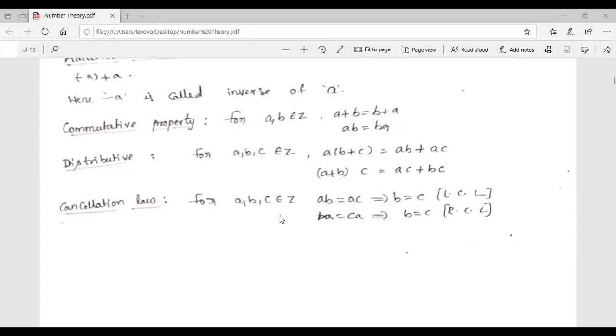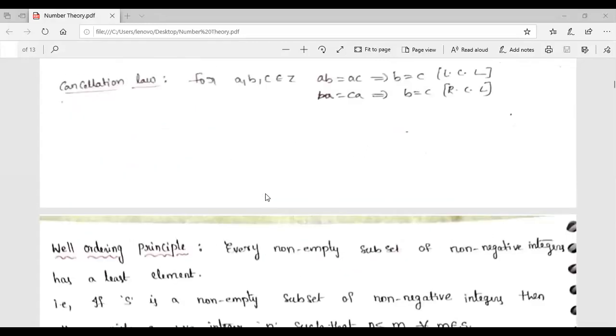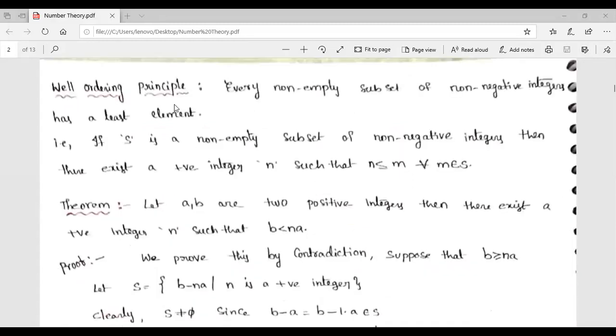These are called properties of integers with addition and multiplication. Okay. So next one, well ordering principle. Well ordering principle: every non-empty subset of non-negative integers has a least element.